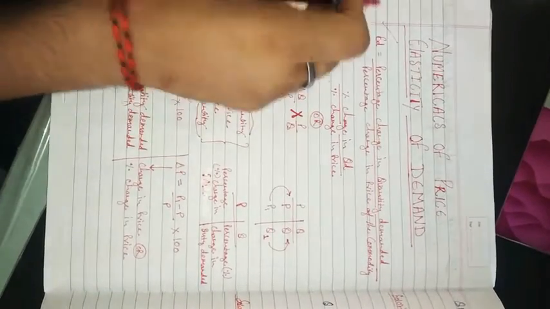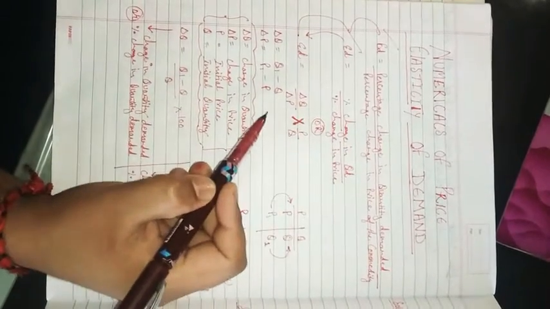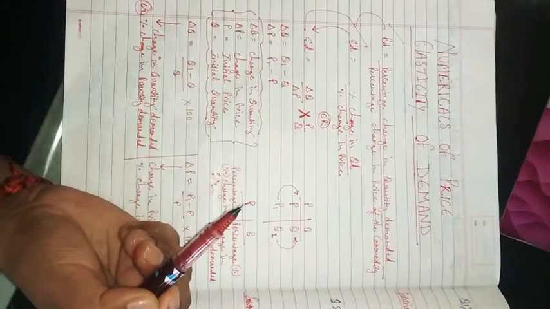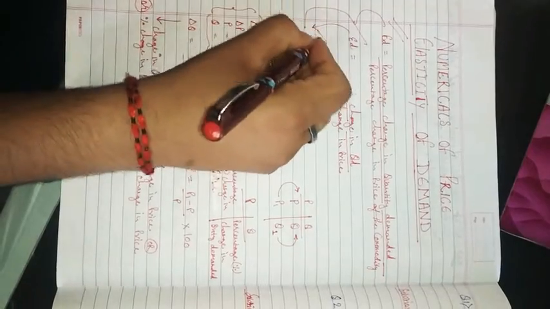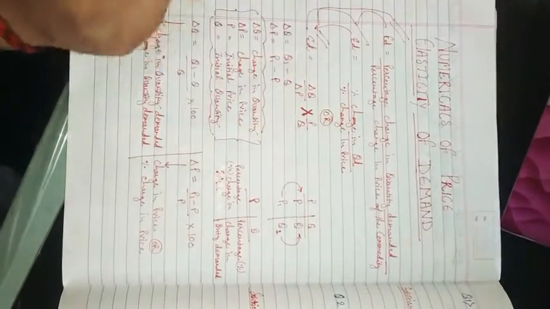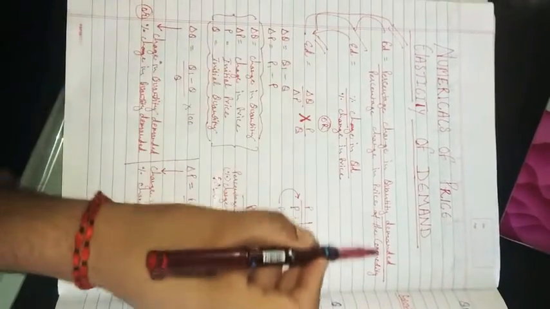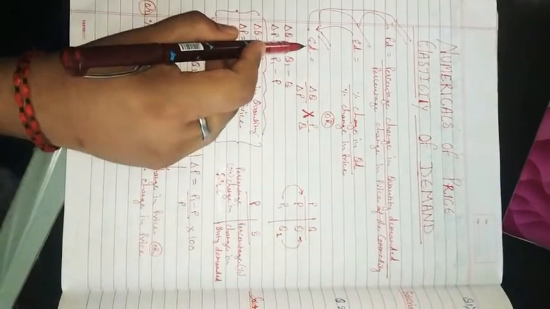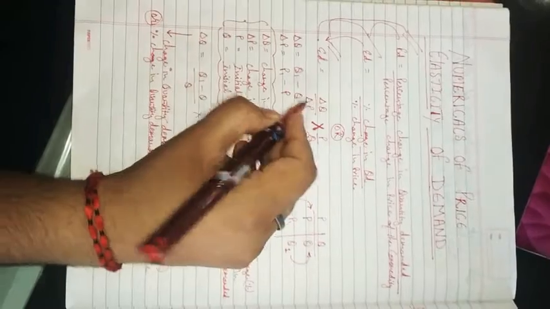So this is only one formula, but we can write it in three different ways. Most of the time you will find numerical questions using these two methods. So always remember that elasticity of demand equals percentage change in quantity demanded divided by percentage change in price of the commodity. You can write it as elasticity of demand equals delta Q upon delta P into P upon Q. Now student, what are this P, Q, delta Q and delta P?